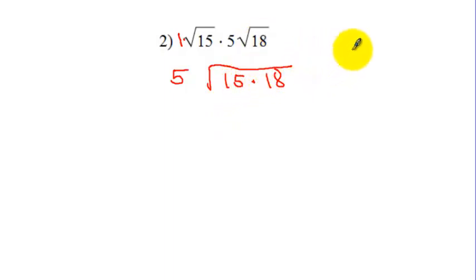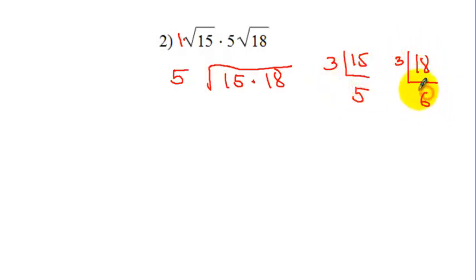So we are going to use our prime factorization method here. So I'm going to get all the prime factors of 15. So I can divide 15 by 3. The result is 5. Now for 18, I can divide 18 by 3. The result is 6. Divide 6 by 3, we'll get 2. So in this case, the prime factors of 15 are 3 and 5. For 18, the prime factors are 3, 3, and 2.